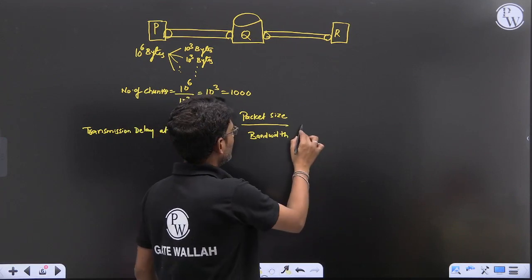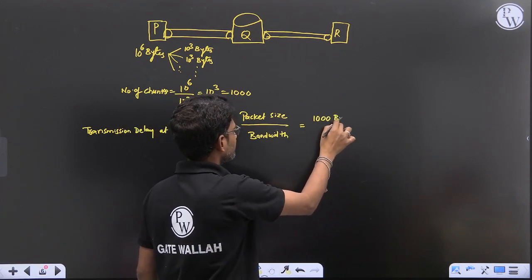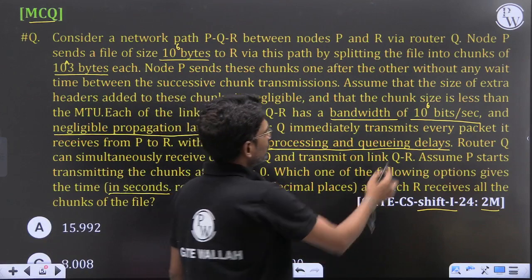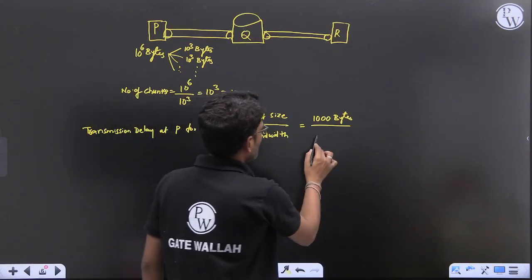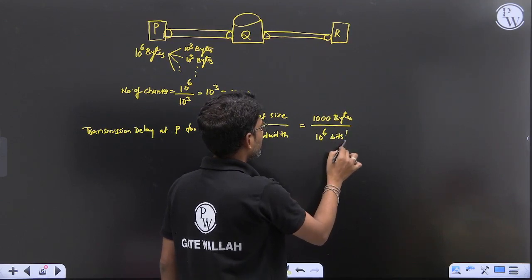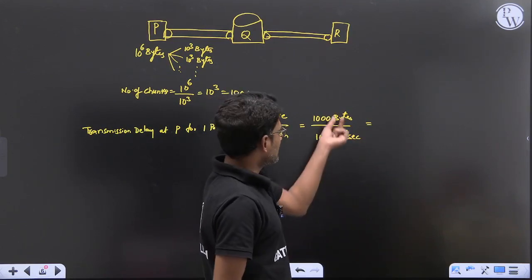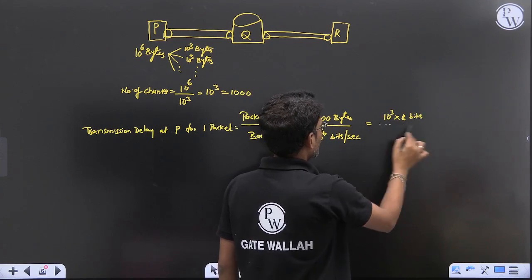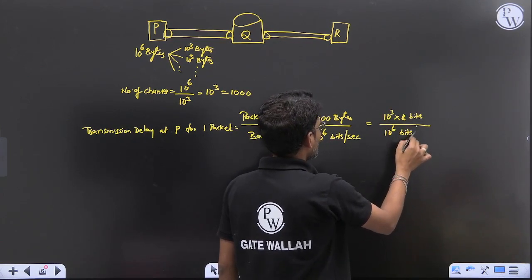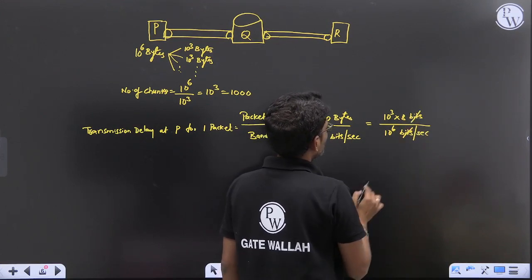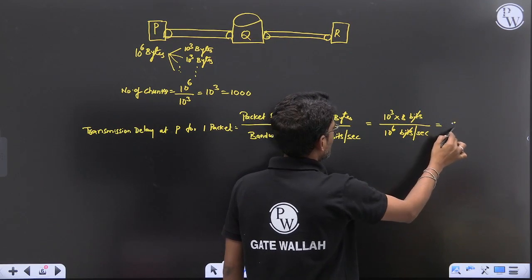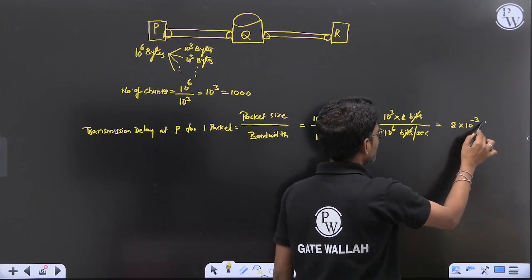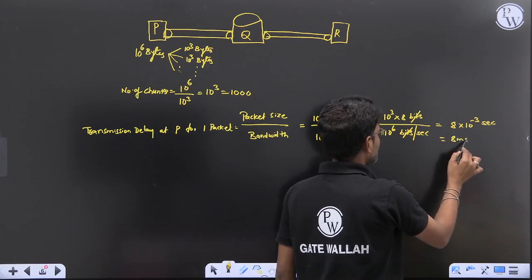Packet size is given as 10 cube bytes, or 1000 bytes, divided by the bandwidth, which is given as 10 to the power 6 bits per second. The packet size is in bytes and the bandwidth is in bits, so you can convert this as 10 cube into 8 bits divided by 10 to the power 6 bits per second. So this would be 8 into 10 power minus 3 seconds, that is 8 milliseconds.